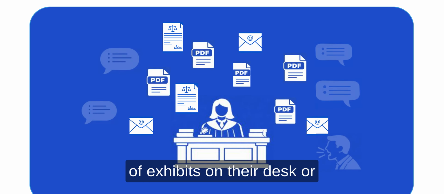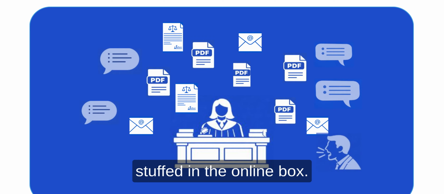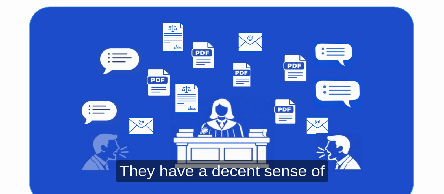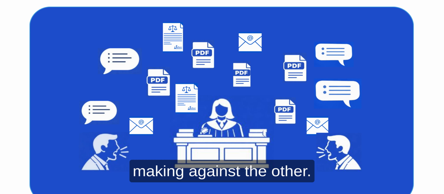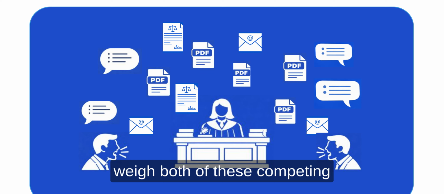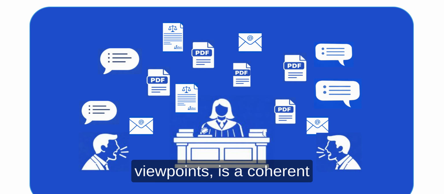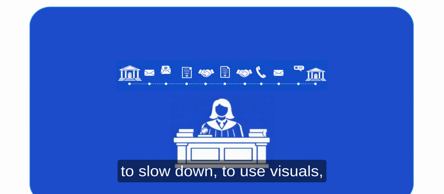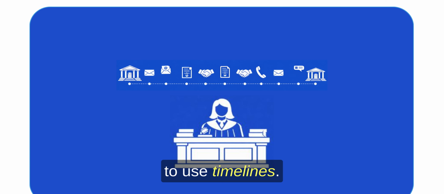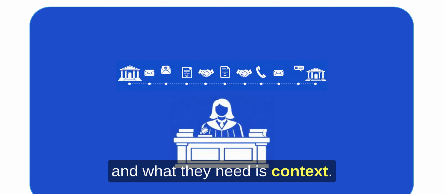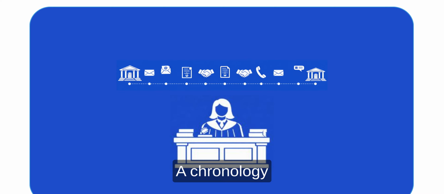They have a mountain of exhibits on their desk or stuffed in the online box. They know each side thinks the other side is terrible. They have a decent sense of the allegations each side is making against the other, but what they don't have, as the person who's trying to weigh both of these competing viewpoints, is a coherent chronological timeline. They ask us over and over again to slow down, to use visuals, to use timelines. What judges are asking for and what they need is context. A chronology provides that context.